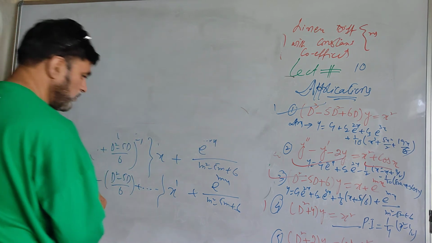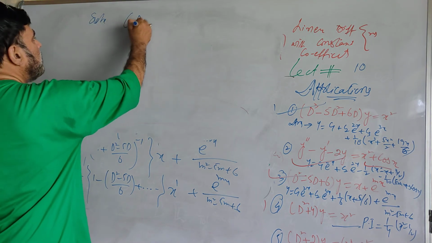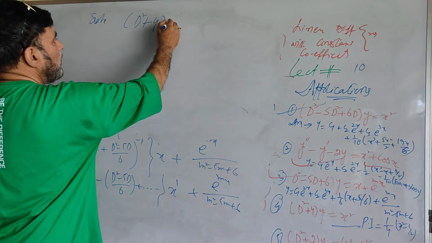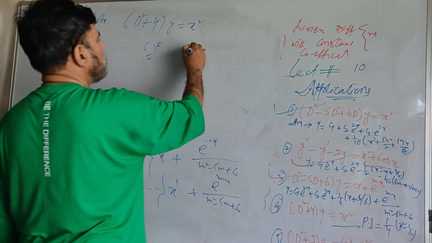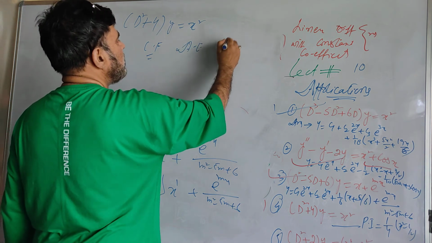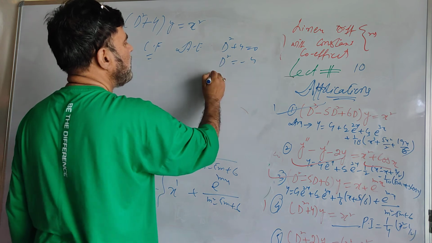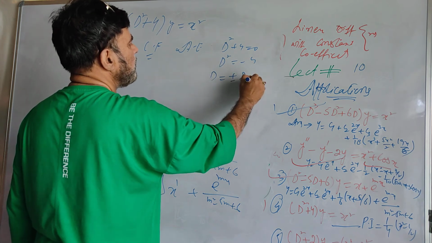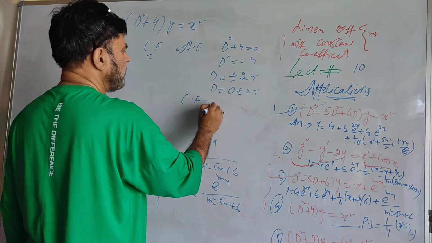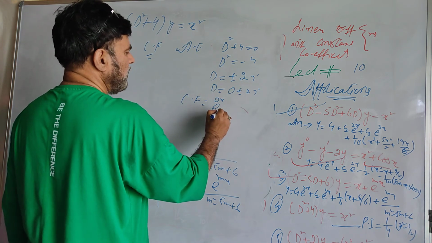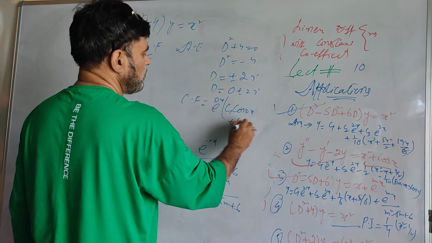You see here, suppose you have to solve (D square plus 4)y is equal to x square. You find the complementary function because your auxiliary equation is D square plus 4 is equal to 0. It is D square is minus 4, that is D is equal to plus minus 2 iota. It is D is equal to 0 plus minus 2 iota. You can write the complementary function e raised to power 0x into c1 cos of 2x plus c2 sine of 2x.